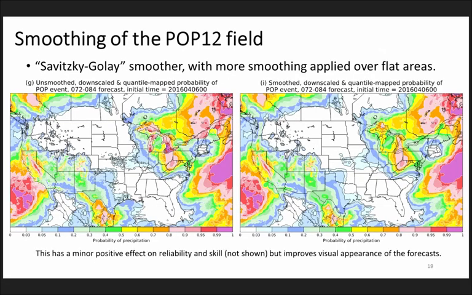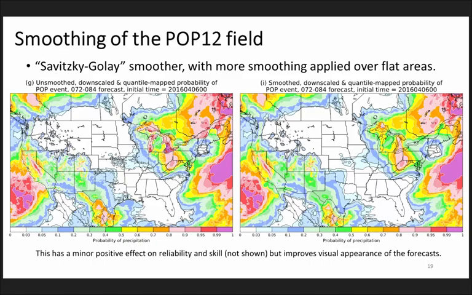On the left is an unsmoothed forecast. On the right is smoothing. Now, in the western United States, we may have some detail which is realistically related to the complex terrain of the western United States. So we've designed a smoothing algorithm which applies more smoothing in flat terrain, less smoothing in the complicated terrain of the west.